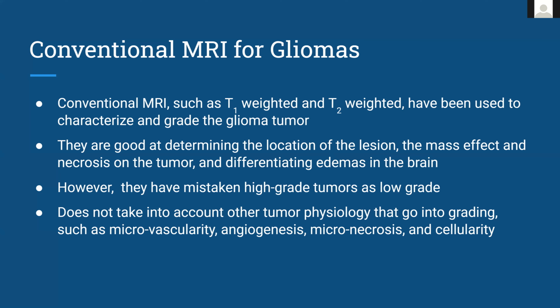Furthermore, conventional MRI techniques do not take into account other tumor physiological factors such as microvascularity, angiogenesis, micronecrosis, and cellularity that are important in terms of the grading. And so diffusion MRI can be useful in classifying the grading and the early detection of gliomas.